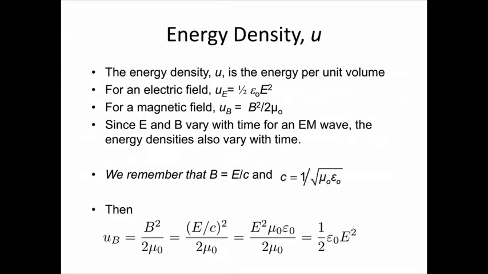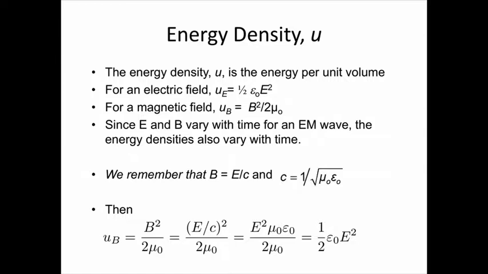Now we introduce the quantity energy density, little u, which is the energy in a field per unit of volume. It will have the units joules per cubic meter. The energy density for an electric field, U sub E, is equal to a half epsilon naught times E squared. The energy density U sub B of a magnetic field is U sub B equals 1 over 2 mu naught times B squared. So, since for electromagnetic waves, electric and magnetic fields vary with time, the energy densities of those fields also vary with time.